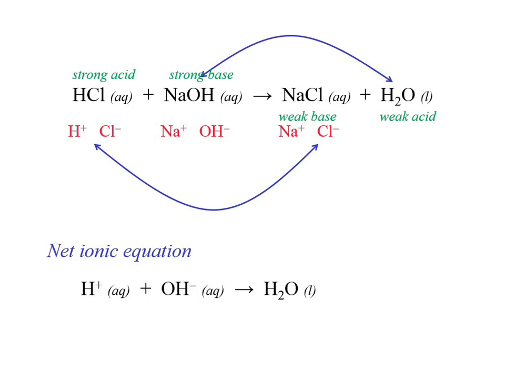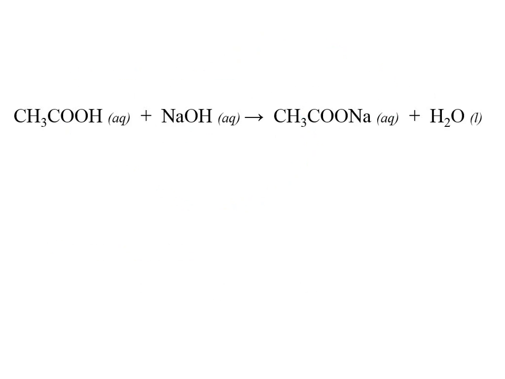By the way, if we were to just kind of pair out the spectator ions, both the chloride ion and the sodium ion are spectators. So we end up with the net ionic equation of, it's like kind of the opposite of the autoionization of water. Okay, let's look at another pair.